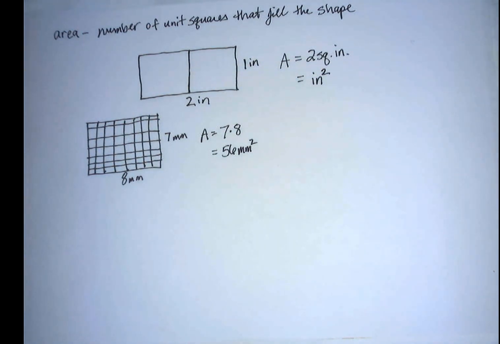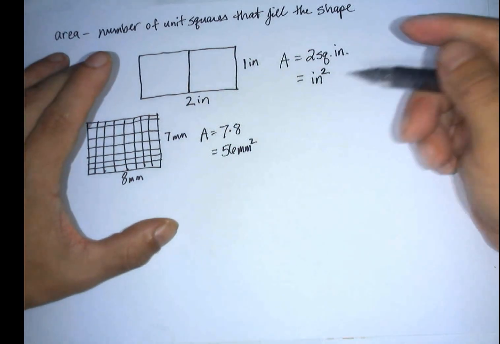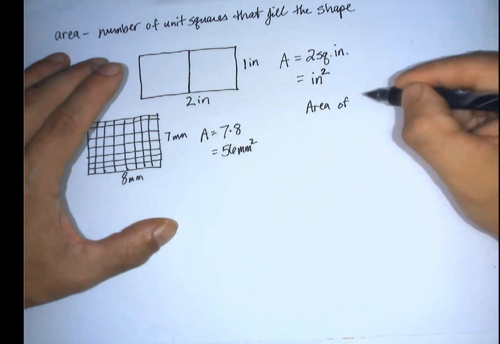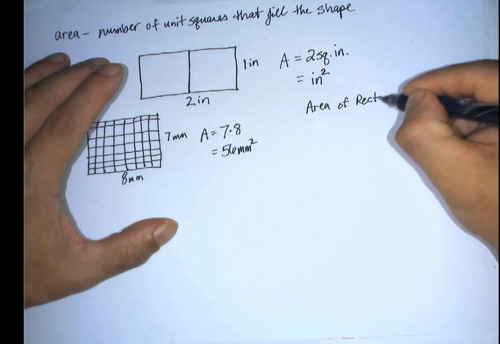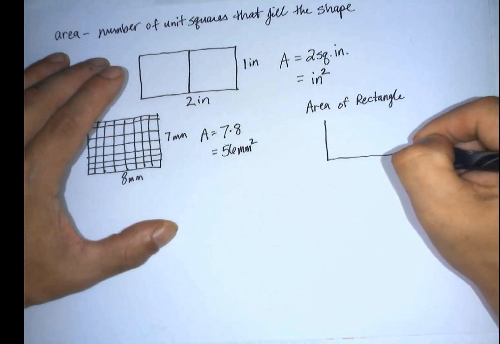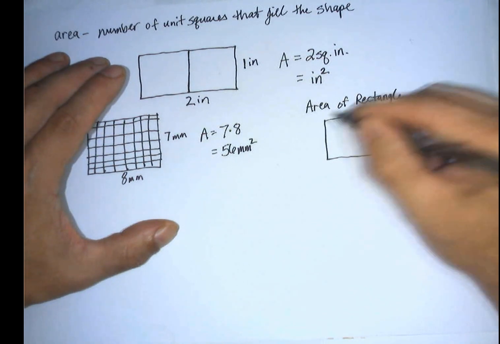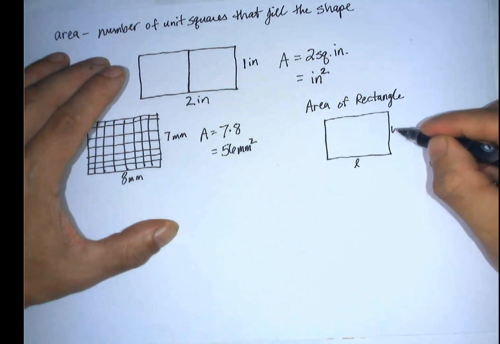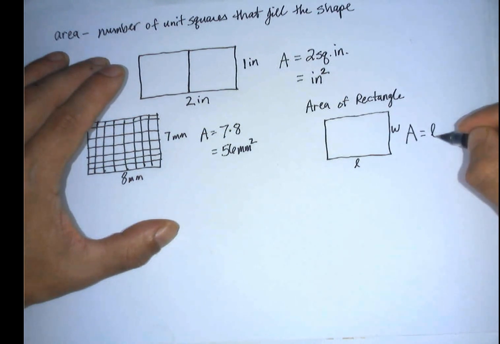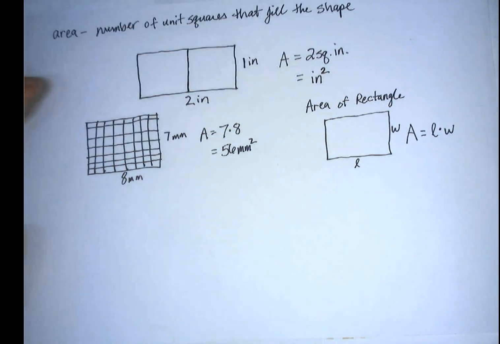Okay, so let's talk about the other shapes. The area of a rectangle. The formula here, we have a rectangle. Let me draw this here, and the length is L and the width is W. The area is the length times the width. The length times the width.